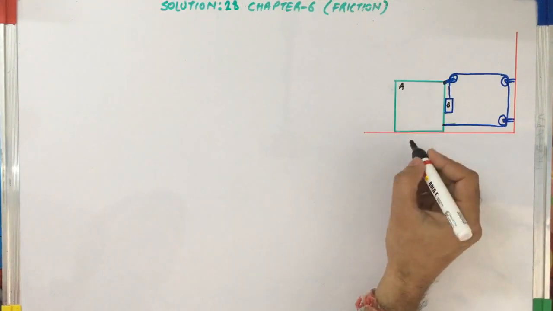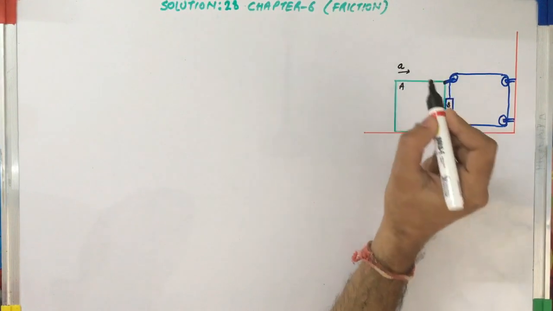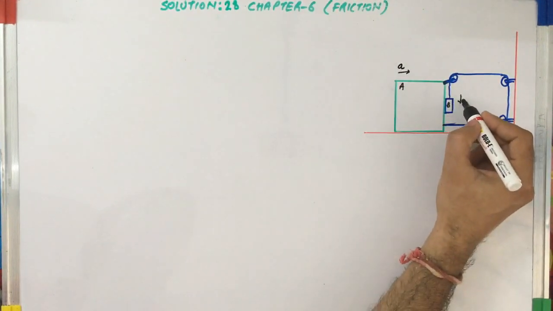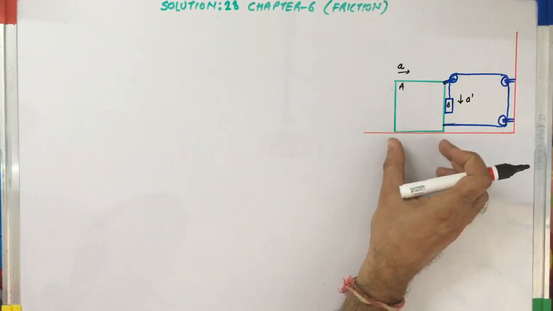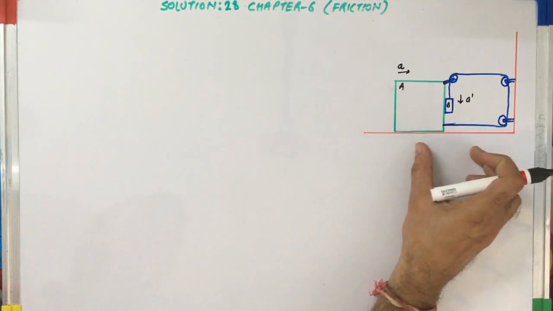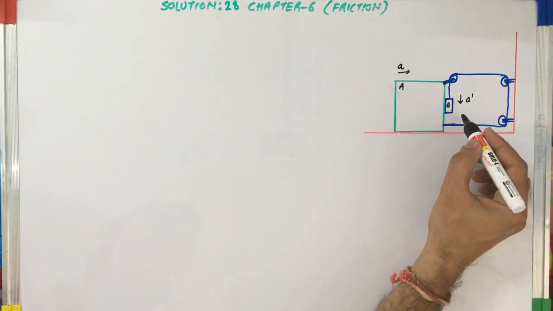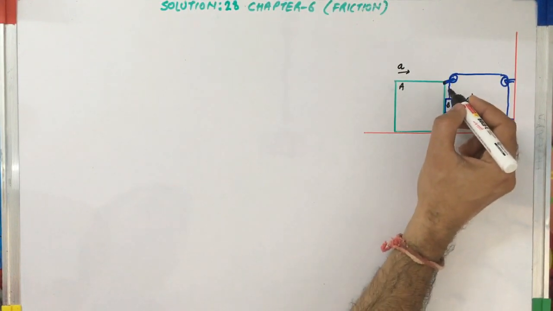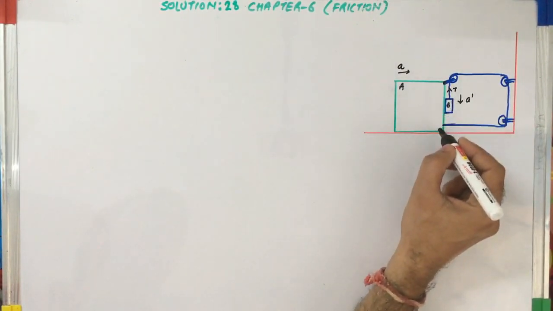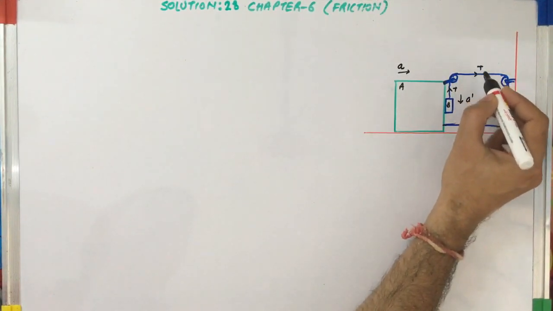So for that, let's say the acceleration of block A is A and the acceleration of B is A dash. So I am considering this block A is moving in the right hand direction. So obviously this block B will move in the downward direction. Okay. The tension is, say, T in the string. Since this string is the same, the tension remains the same everywhere.